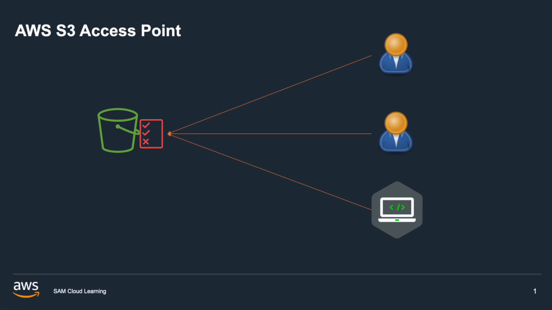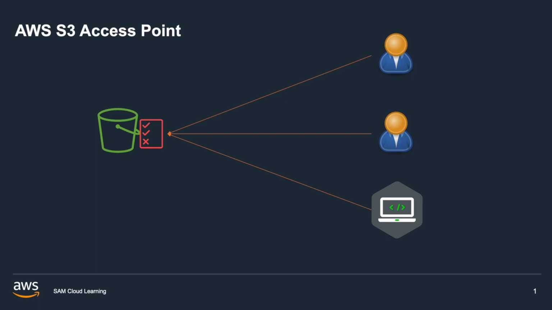Today we are going to see about AWS S3 access point. S3 access point is one of the S3 bucket features which allows us to control access to the S3 bucket using access policy at an access point level.